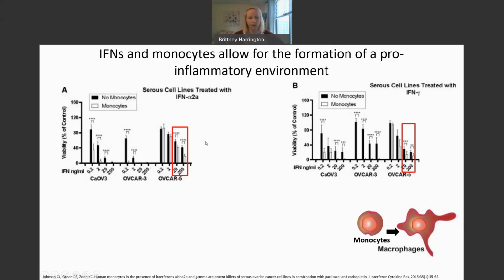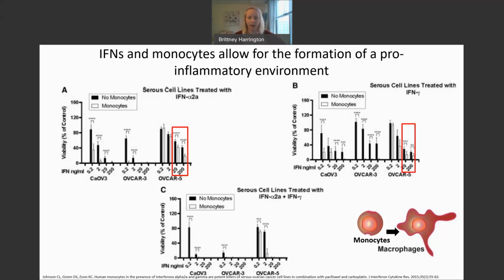So to look at the synergistic effect of both interferon alpha and interferon gamma together, again, the same experiment, same cell lines, these two sensitive cells, CaOV3 and OVCAR3, in the presence of monocytes, even at the lowest doses, there's a huge effect. But even without monocytes, these black bars, you can see that the interferon alpha and gamma are affecting the cell line. And then again, looking at OVCAR5, these cells have been sensitized to the activity of monocytes. When both interferon alpha and interferon gamma are in the presence of monocytes, you get a 10-fold response. So even at 2 nanograms per mil of interferon alpha plus gamma plus monocytes, you get significant killing.